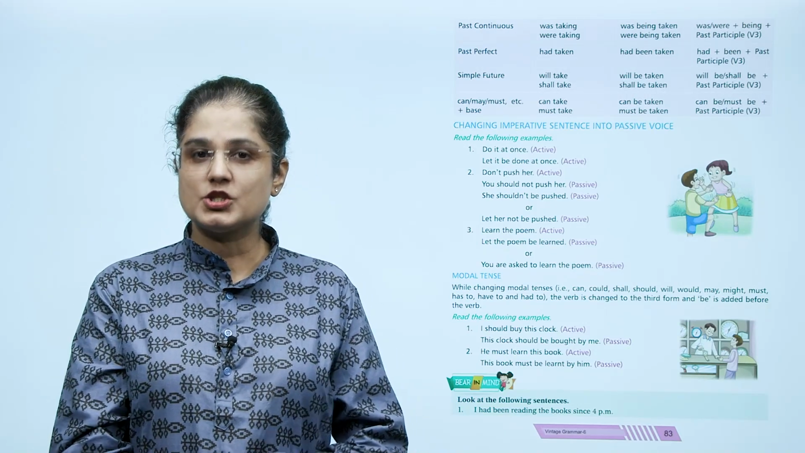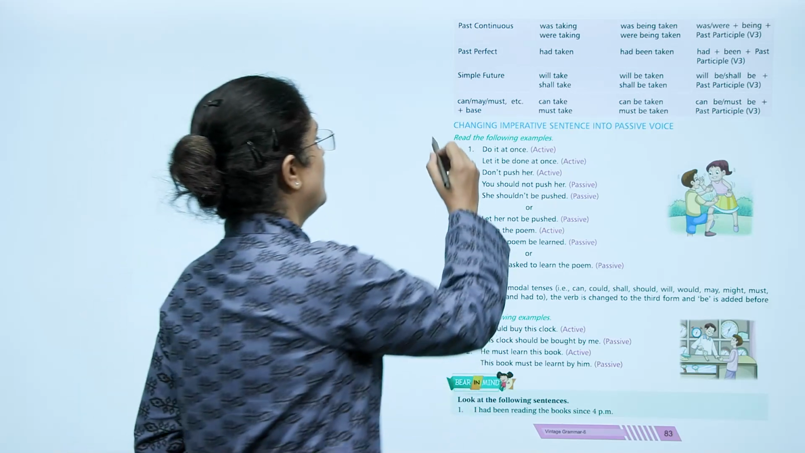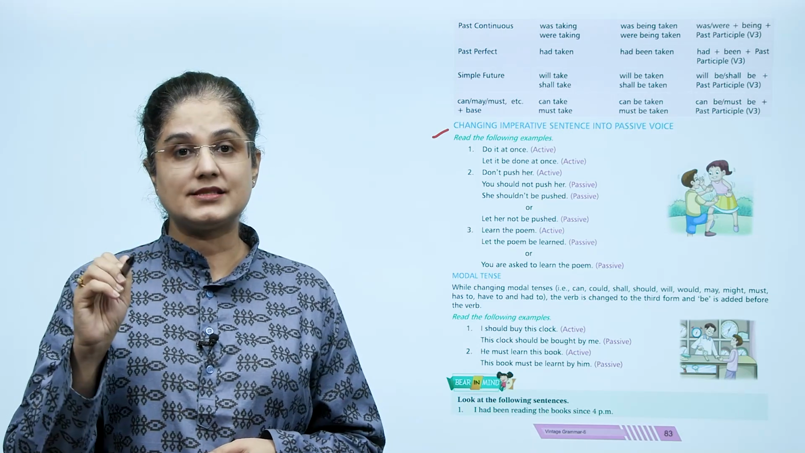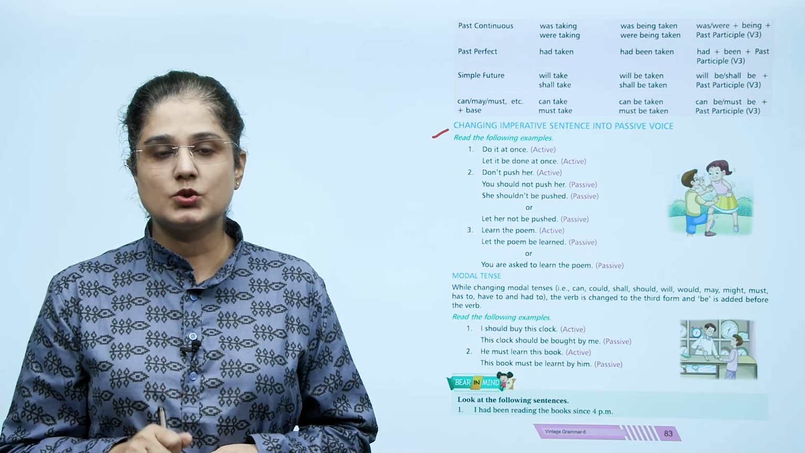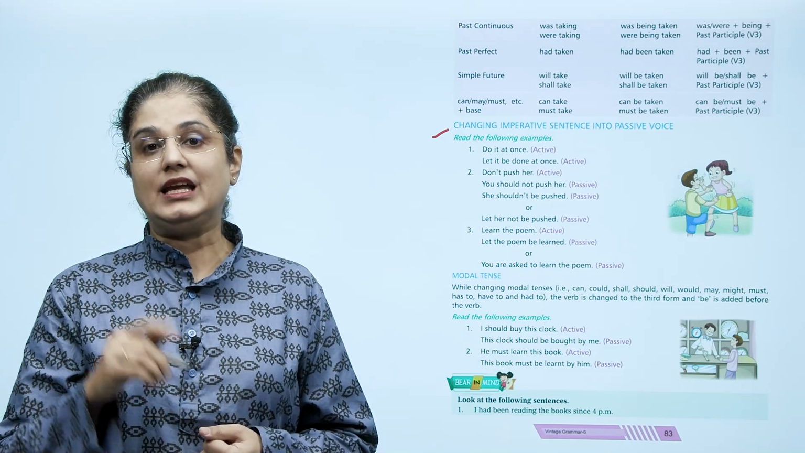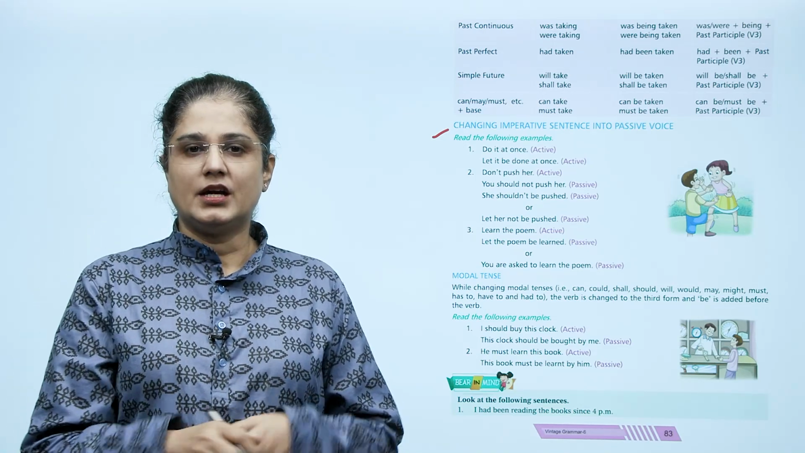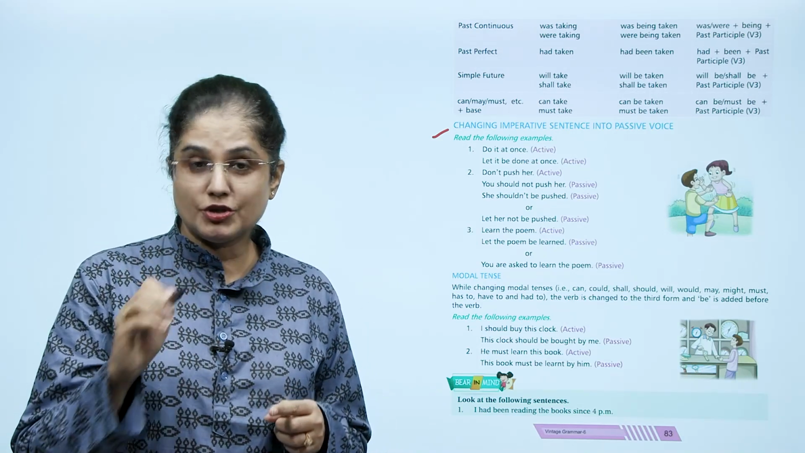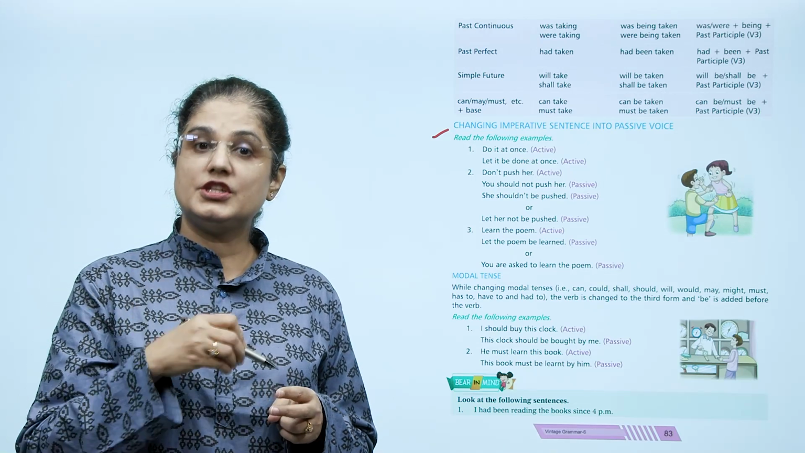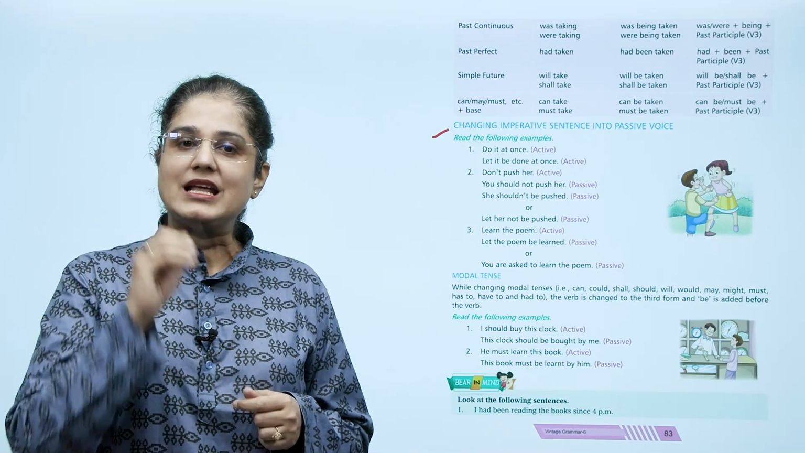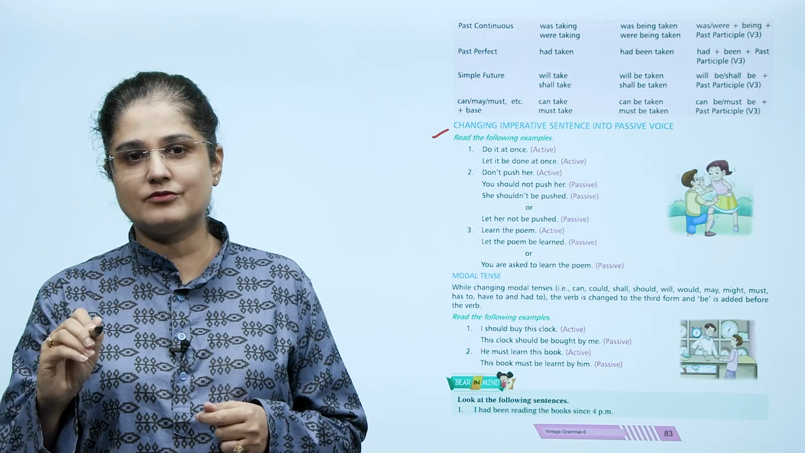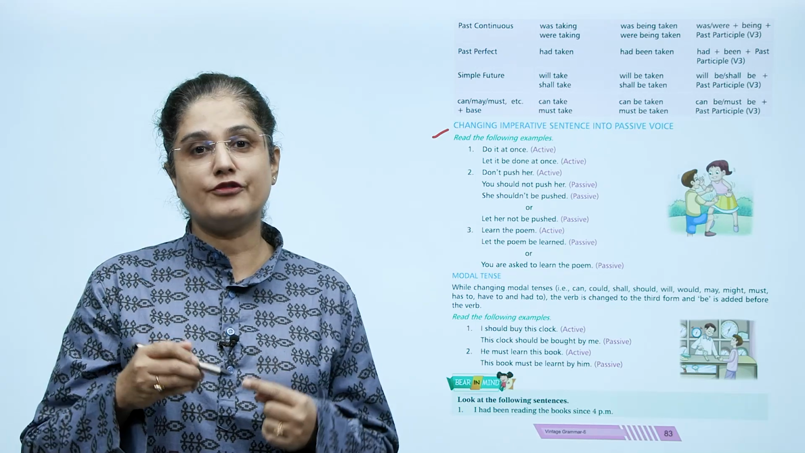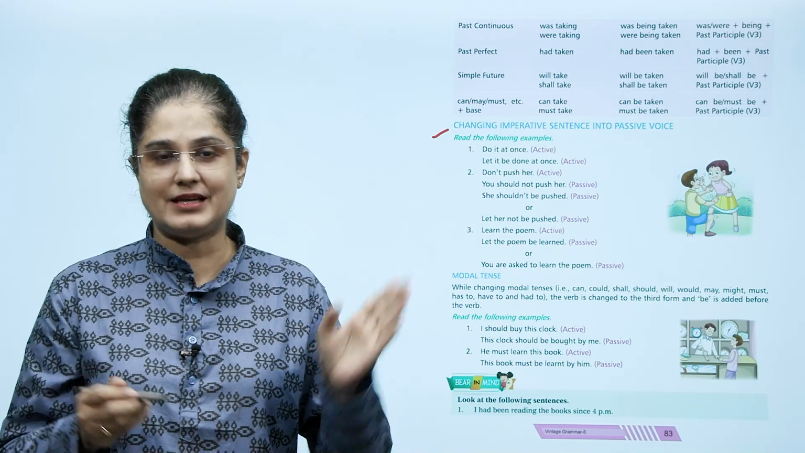Now we can also change imperative sentences into passive voice. For example, do it once in the active voice changes to let it be done at once in the passive voice. Don't push her in the active voice can be changed into you should not push her, or she should not be pushed, or let her not be pushed in the passive voice. So one sentence in the active voice has three different types of passive voices, but the meaning remains the same.